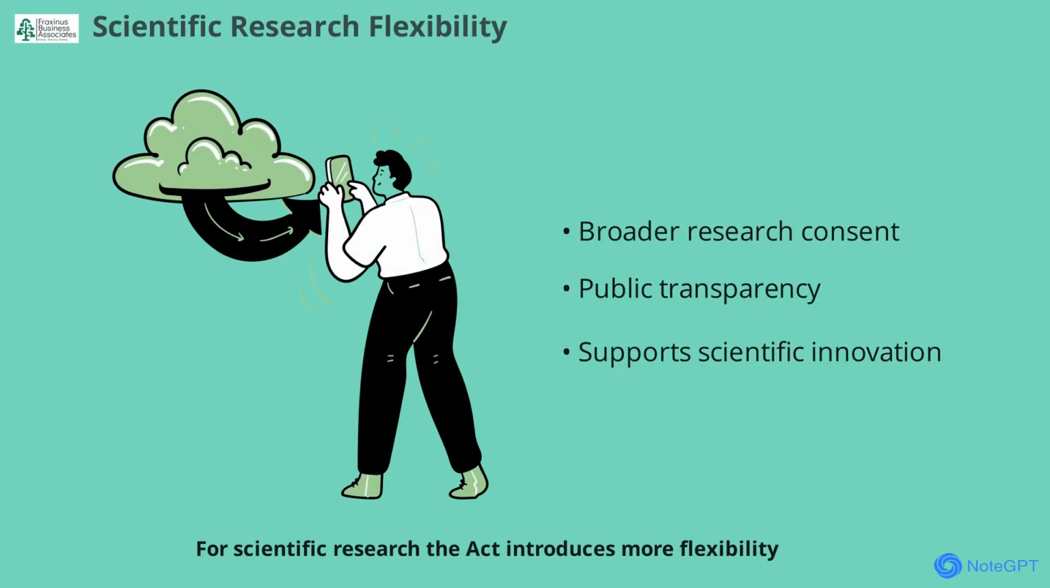On scientific research, the Act introduces more flexibility. When personal data is collected for research, companies may be exempt from informing each individual if it's impossible or would require disproportionate effort. Instead, transparency information must be made publicly available. The Act also allows for broader consent, so individuals can agree to their data being used for an area of research, even if the exact purpose isn't known at the time. This supports innovation in science, while ensuring transparency and respect for data subjects.